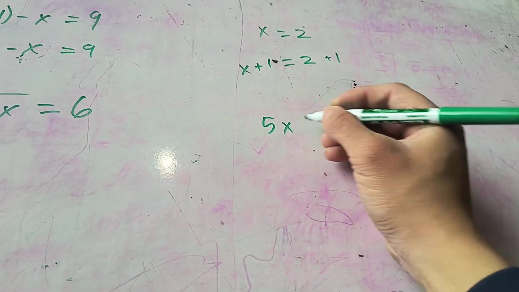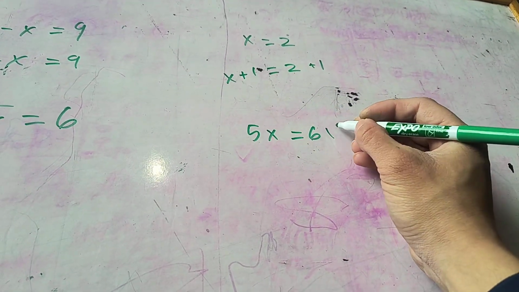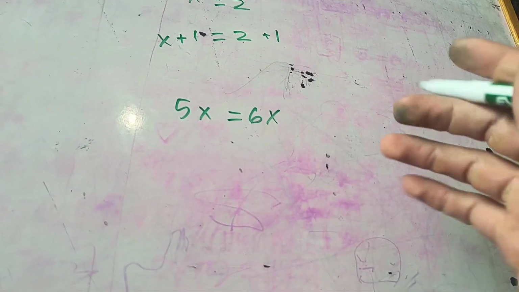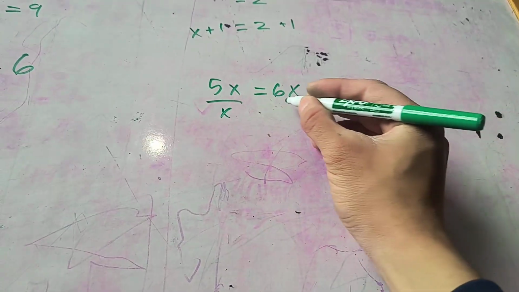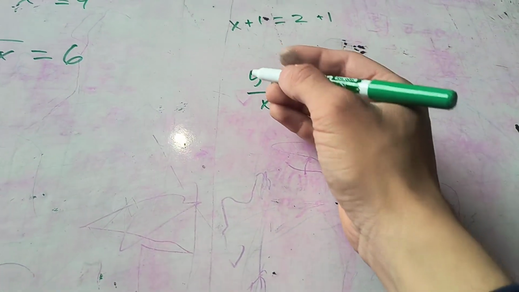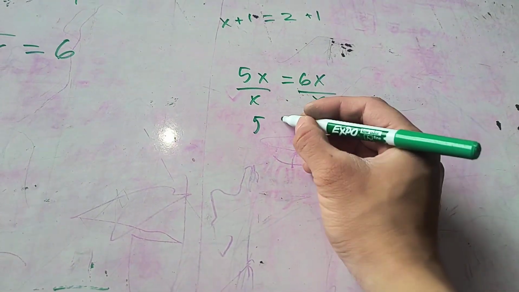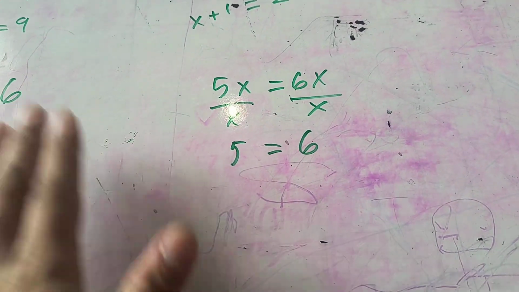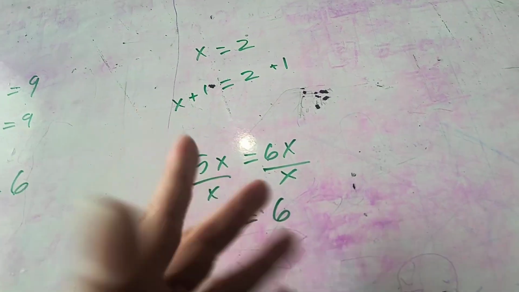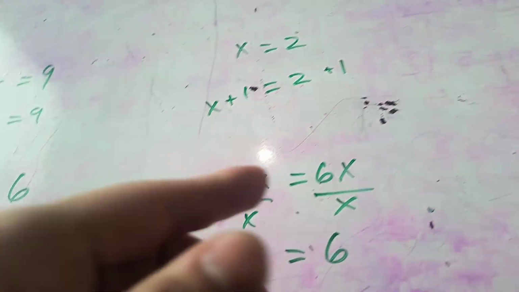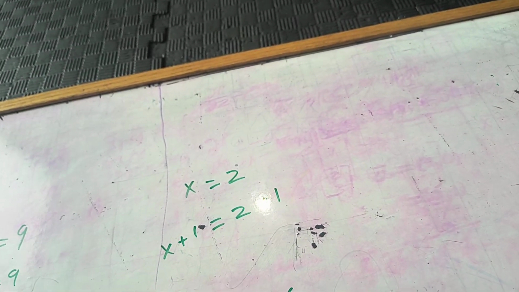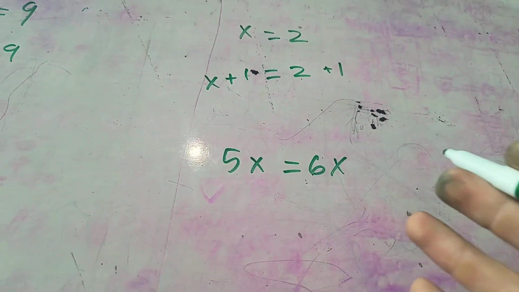Or whenever we have equations like 5x is equal to 6x. You might be tempted just to divide both sides by x, but then you'll get 5 on one side and 6 on the other, and 5 equal to 6 is clearly not true. So you have to be careful, because this doesn't necessarily mean that this isn't true, because what you could have is that x could be equal to 0. X could be equal to 0.